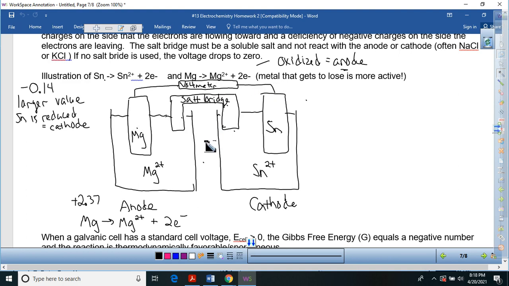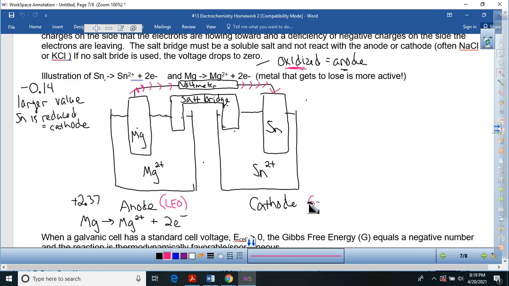And the flow of electrons goes from the anode side over to the cathode side. So the magnesium is being oxidized. It's losing its electrons, so the electrons are flowing from the anode side over to the cathode side. Okay, so your electrons in a galvanic cell will always flow from the anode side over to the cathode side. This side's being oxidized. Loss of electrons, oxidation at the anode.